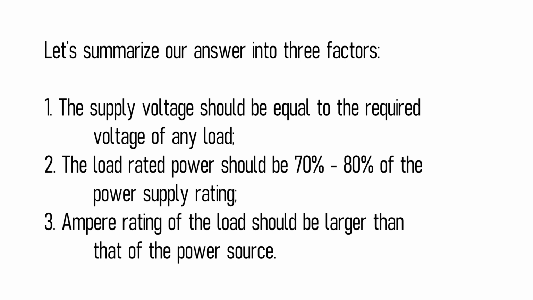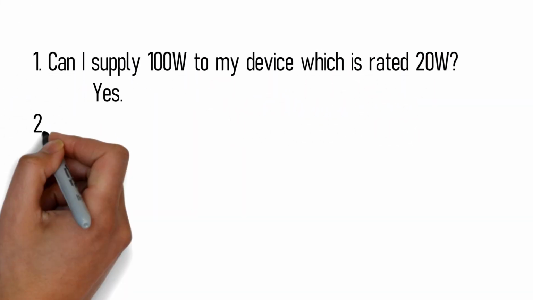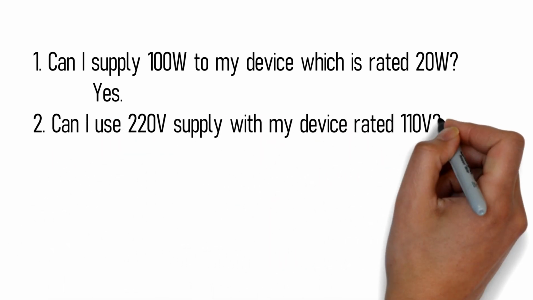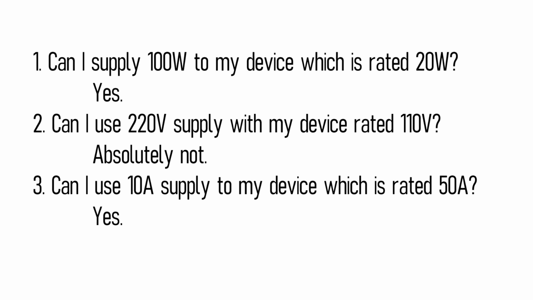So to answer those three questions, can I supply 100 watts to my device which is rated 20 watts? The answer is yes. Since power is the ability to do work, by common sense, the power source must have greater capacity than that of the load. Second question. Can I use 220 volt supply with a device rated 110 volts? Absolutely not. The most crucial specification in electronics is the voltage level.